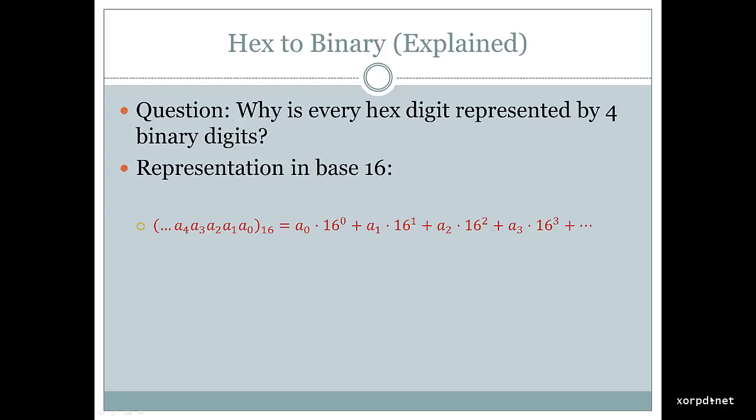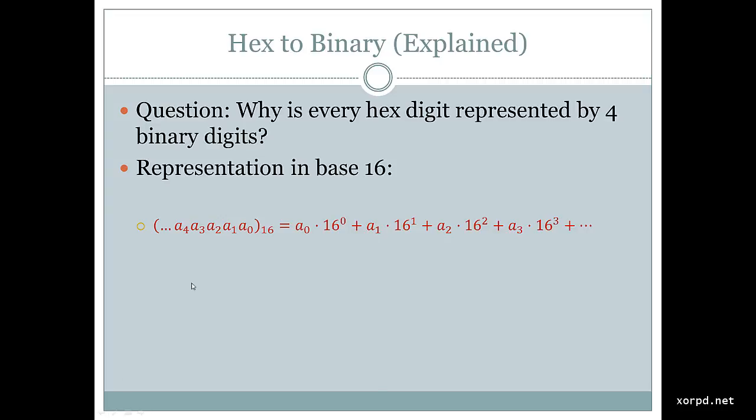Hi, welcome to the bonus lesson about conversion from hex to binary and vice versa. We are going to answer the question, why is every hex digit represented by 4 binary digits? Let's begin with a simple representation in base 16.